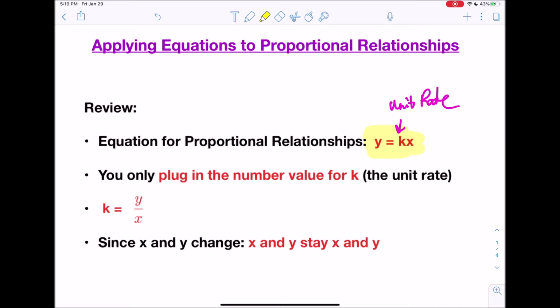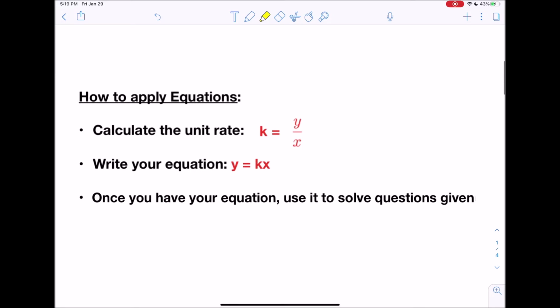Also, don't forget you find the unit rate by dividing y by x. Okay, and once again, x and y are going to be left alone. So how do we apply the equations? Well, first, we need to calculate our unit rate. We need to write our equation.